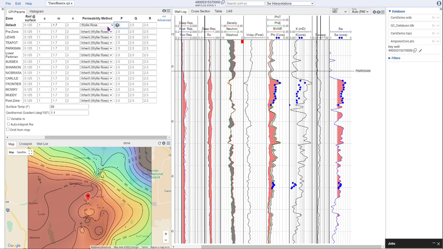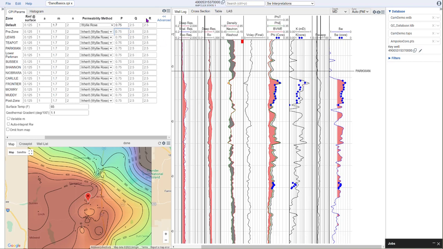So the initial value, just as a reminder, was 25. That was the parameter that Wyllie Rose came up with. We're going to need a value that's significantly smaller than that. So we tried 5, we tried 2.5. We can try a value of 1, see where that gets us. Okay, that's getting us closer. Maybe we want to go a little bit lower than that. And this gets us in the ballpark. We're not quite there yet, but let's stop there.